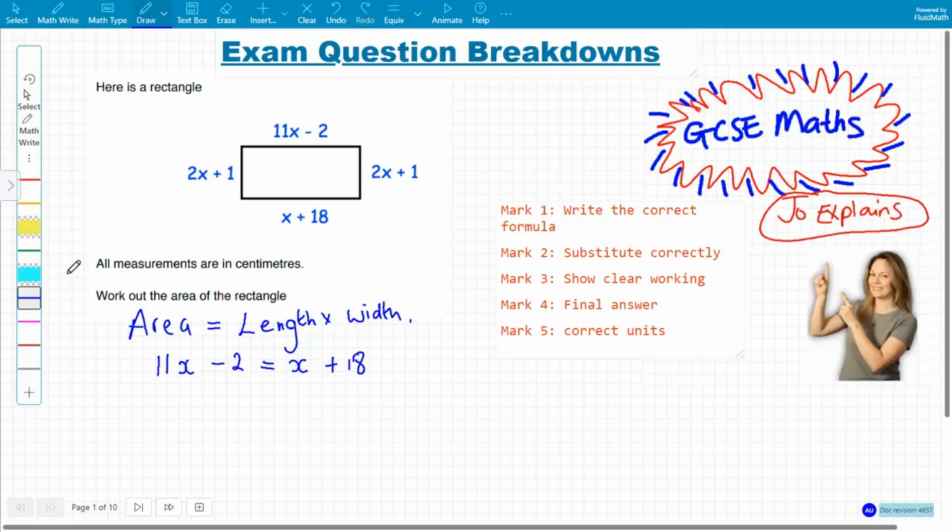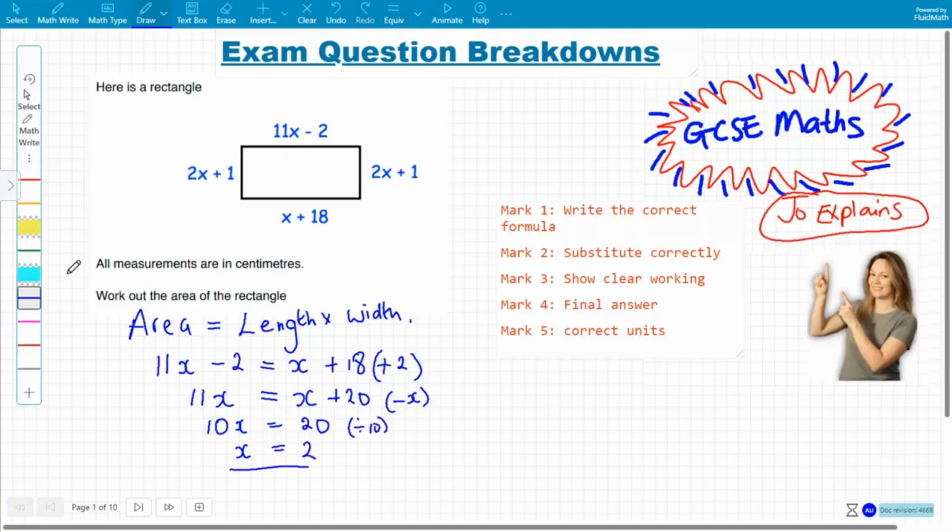First of all I'm going to add 2 to both sides and balance the equation. So I've got 11x is equal to x plus 20 now. Then I'm going to take this x off the right hand side and move it over to the left. So I've got 10x is equal to 20. That's nice and easy, non-calculator. So I divide by 10, don't I? I'm going to get x is equal to 2. Now I've got a value I can substitute in.